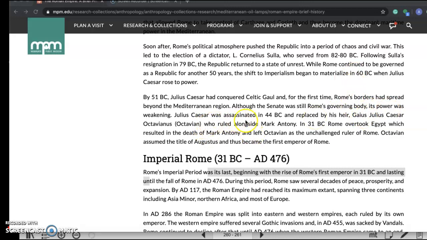Julius Caesar was assassinated in 44 BC. His heir, Gaius Julius Caesar Octavian, ruled alongside Mark Antony. In 31 BC, Rome overtook Egypt, which resulted in the death of Mark Antony and left Octavian as the unchallenged ruler of Rome. Octavian assumed the title of Augustus and thus became the first emperor of Rome.